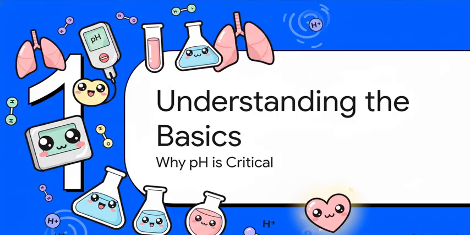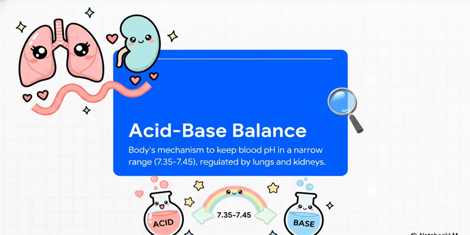Okay, first things first. Let's really get down to the basics. Why is this whole acid-base balance thing so critical for life itself? So what is it really? Well, think of acid-base balance as the body's full-time job of keeping your blood pH in a super, super narrow range. And that magic number you need to know is between 7.35 and 7.45. If it goes too far in either direction, things get dangerous. And the two superstars in charge of this delicate balancing act, that would be your lungs and your kidneys.